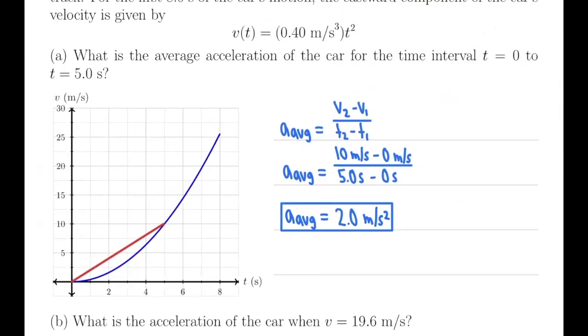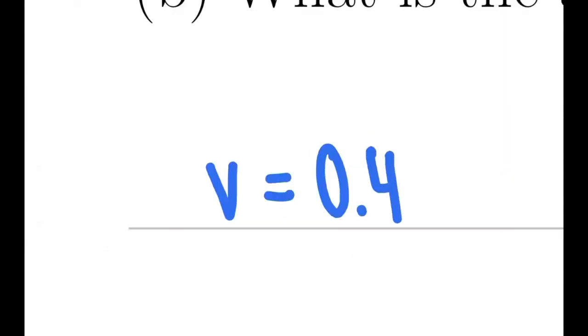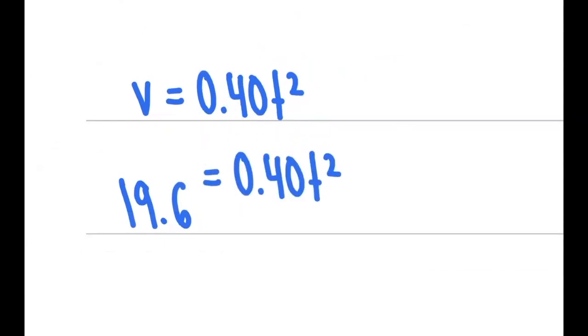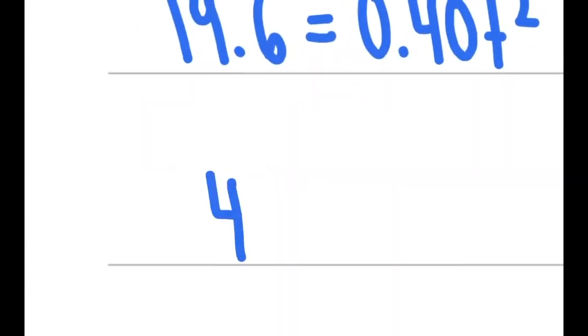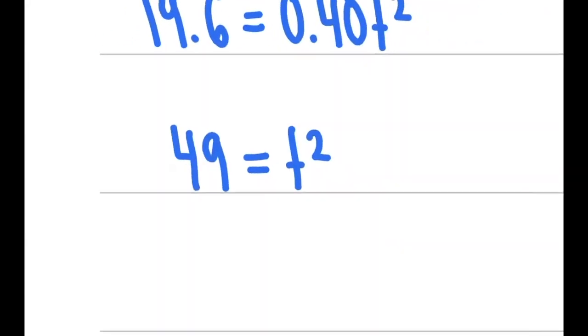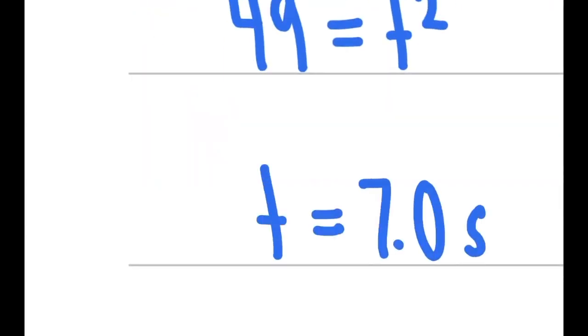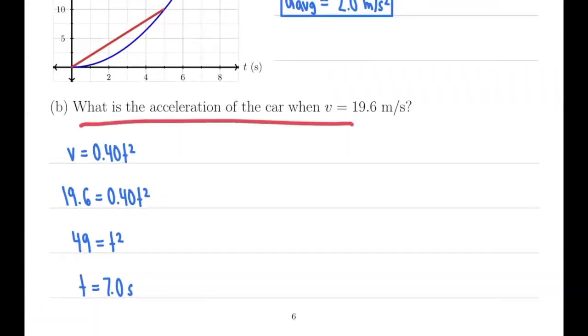It'll be quick. So we know v, I'll ignore the units for now. V is basically 0.4 t squared. And v, we know it's 19.6. So let's figure out what time the velocity is 19.6. So I'm going to divide by 0.4, and you actually get 49. I did that on purpose. Take the square root, and you get t is 7.0 seconds. So yeah, you could have eyeballed that, but we found it exactly. It turns out it's exactly 7 seconds. Think of this problem as saying, what's the acceleration at 7 seconds now?